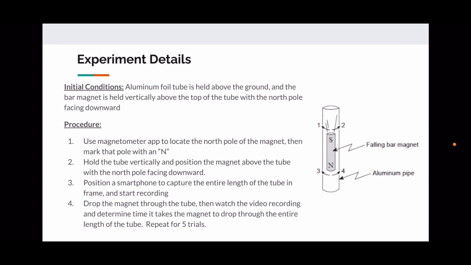Position a smartphone to video and capture the entire length of the tube in frame, and then start recording, and then drop the magnet through the tube, rewatch the video, and determine the timestamps of when the magnet enters and leaves the tube to determine how long it takes to fall through the tube, and repeat for 5 times.